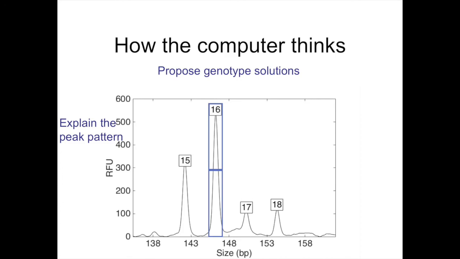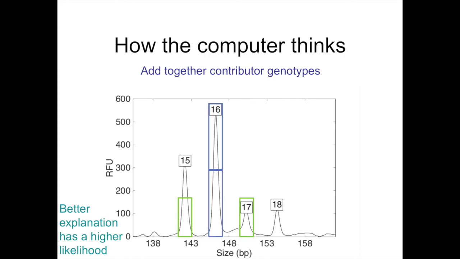and how well they explain the data. The goal of a modern computer, it's been called Bayesian computing. It means you start with the data. You don't change the data. Your task is to explain the data, to try to explain this pattern.